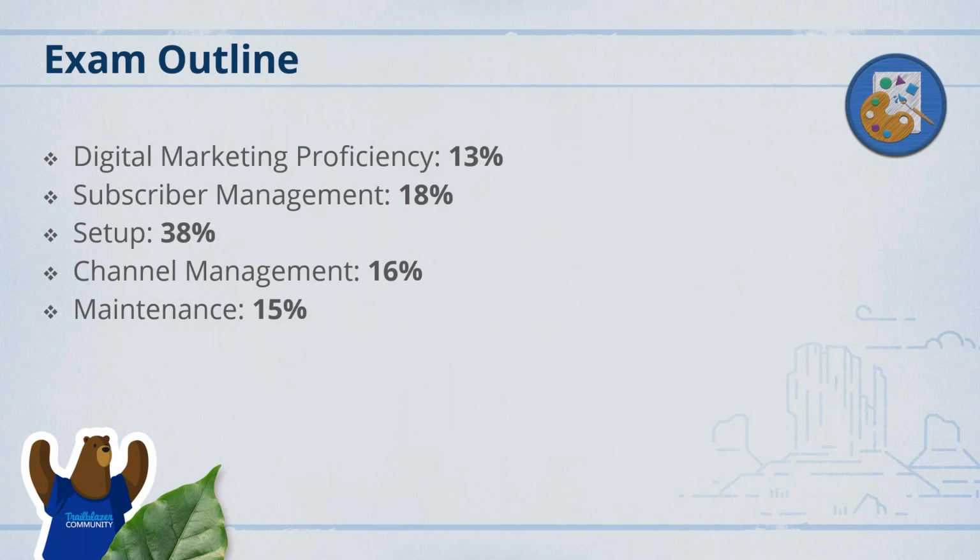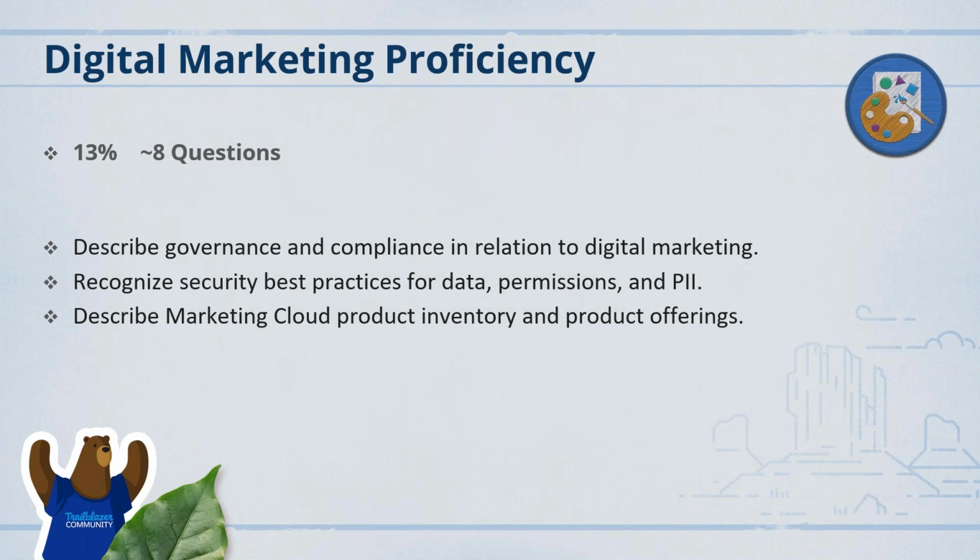I will go through each of the individual content topics. Gilda gave a quick overview of what each of the objectives cover. This is the weightage for each of the objectives. So the digital marketing proficiency has got 13% weightage with approximately 8 questions.